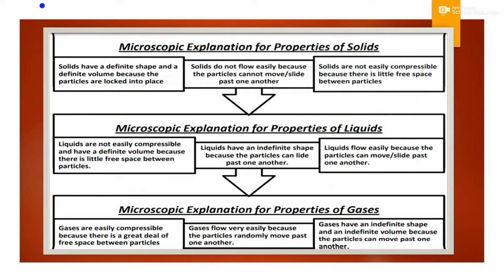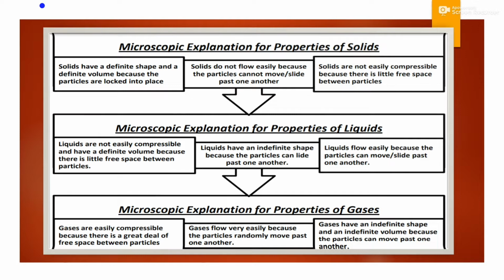Then microscopic explanation for properties of solids. Solids have a definite shape and a definite volume because the particles are locked into place. Solids do not flow easily because the particles cannot move or slide past one another. Solids are not easily compressible because there is little free space between particles.